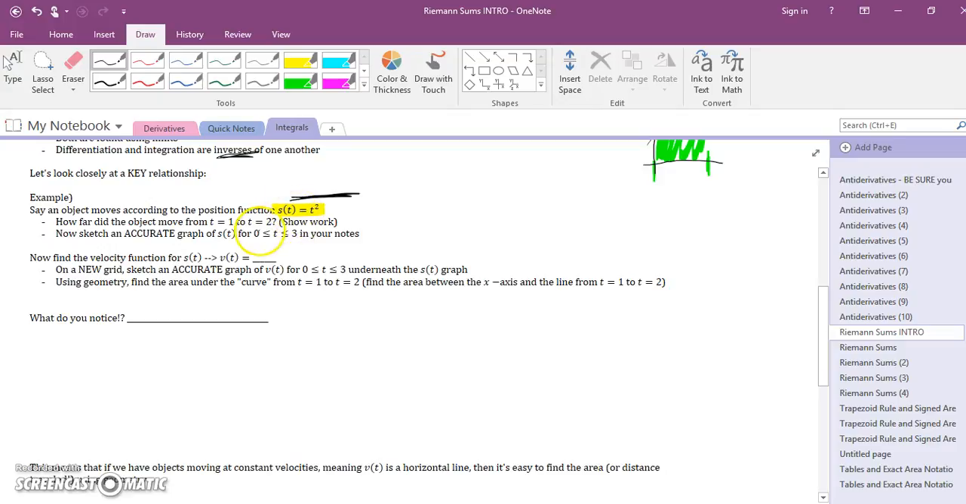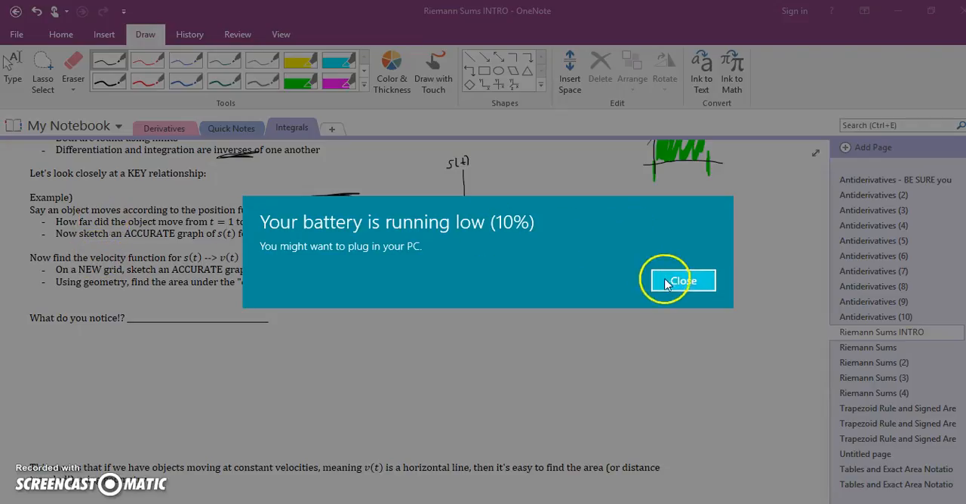I want you to find how far the object moved from the first to the second second. So first I just want you to show work. It's going to be real quick, easy work. Then after you show your work, underneath that, I want you to do a decent sized, accurate graph. I want you to graph time and position. I want you to graph this for the first 3 seconds. And it's going to be very easy to graph because we've graphed parabolas many times before.